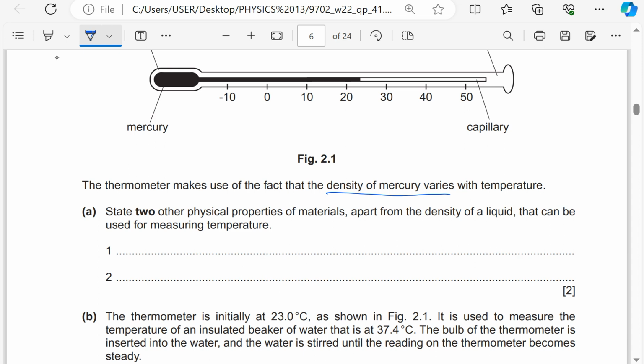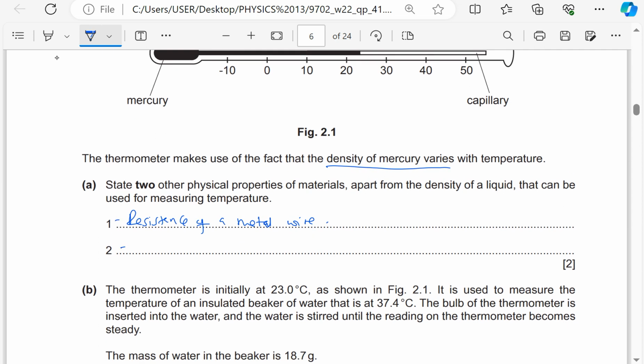Those are the physical properties that you must have mentioned in the unit called temperature and ideal gases, thermal properties. So you must have mentioned the resistance of a metal wire changes as temperature changes. If a metal wire, resistance is directly proportional to temperature; if it is a thermistor, resistance is inversely proportional to temperature. That's number one.